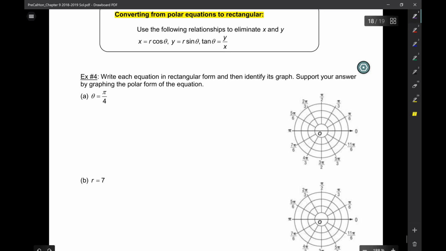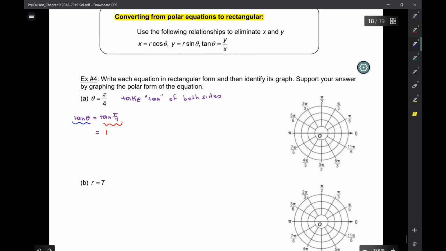Why don't we take the tangent of both sides. So we're going to take the tangent of both sides. So it's going to be tangent of theta is equal to tangent of pi over 4. That's all I did. Now, Eli says tangent of pi over 4 is 1. What's tangent of theta in our world? Y over x. You see what I did?